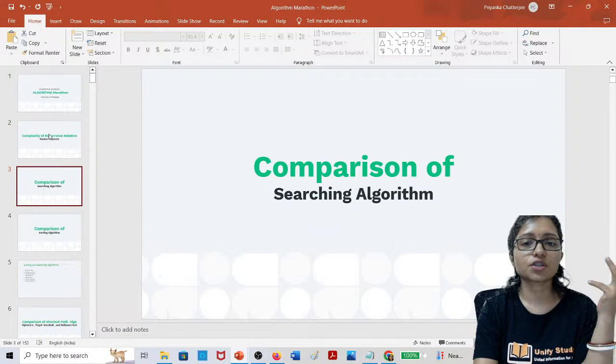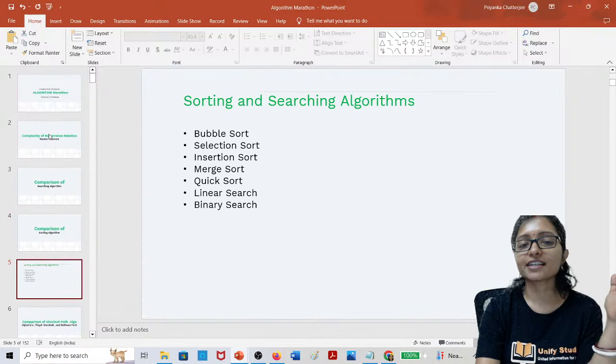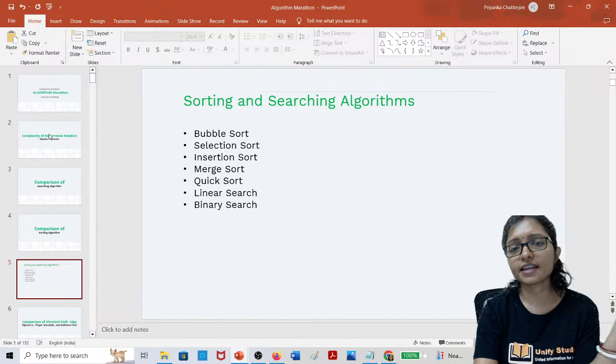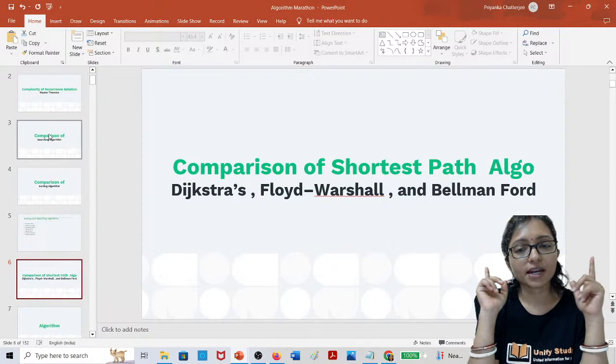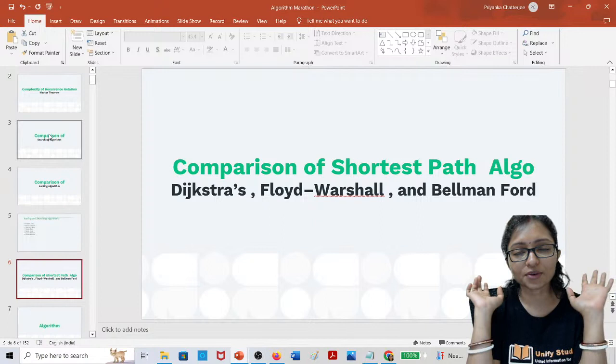Searching algorithm comparison, different types of sorting algorithm: bubble sort, selection sort, insertion sort, merge sort, quick sort, and in searching, linear search and binary search. After that, the comparison on the shortest path algorithms, that is a very important algorithm: Dijkstra, Floyd Warshall and Bellman Ford. That is also we are going to cover here.